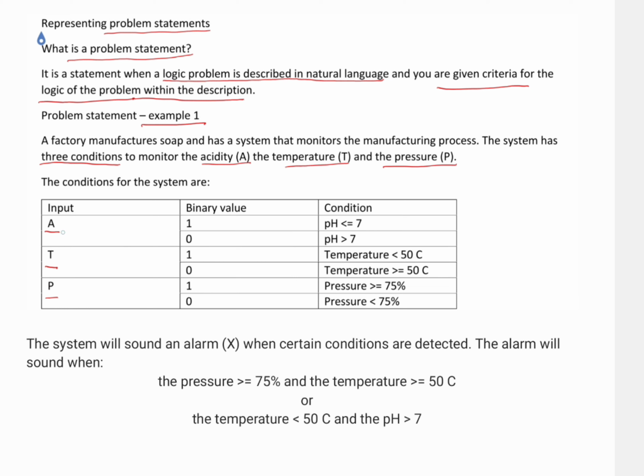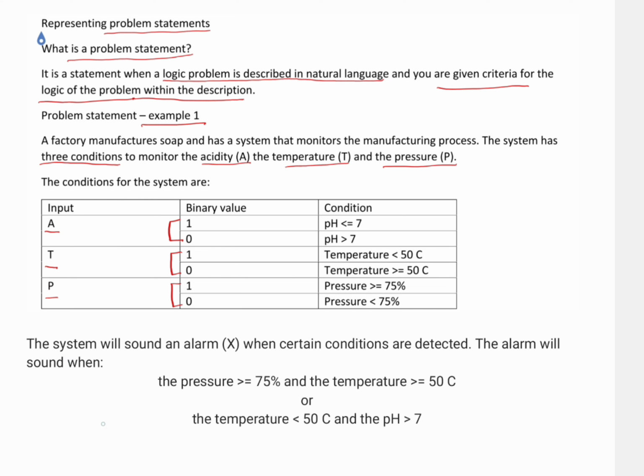Look at the inputs carefully. Each input has 2 values, 1 and 0. To represent each binary value, there is a condition or a criteria. That means if A is 1, pH is less than 7. A is 0, that means pH is greater than 7. Same happens with T. T is 1 when temperature is less than 50 degrees centigrade. T is 0 when temperature is greater than 50 degrees centigrade. P, the pressure, is 1 when pressure is greater than or equal to 75%, or P is equal to 0 when pressure is less than 75%.